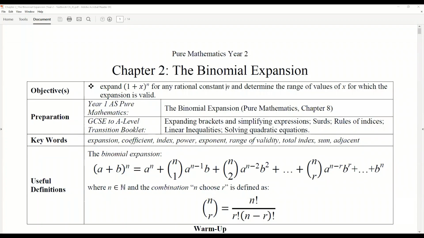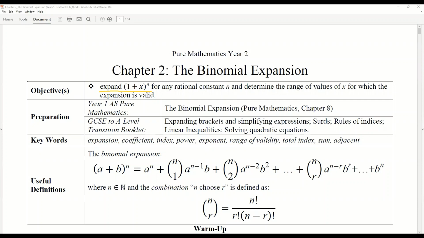Welcome to Chapter 2, the Binomial Expansion. This is from Pure Mathematics Year 2. Today we're going to look at how to expand (1 + x)^n. This is a continuation, or an extension, of the binomial expansion that you learnt back in Year 1.